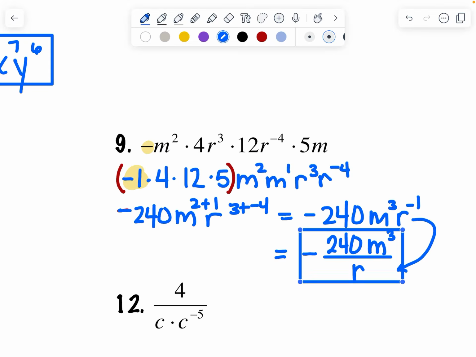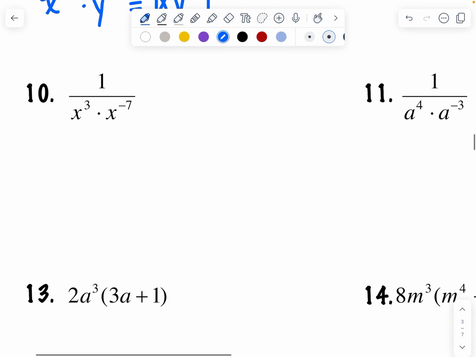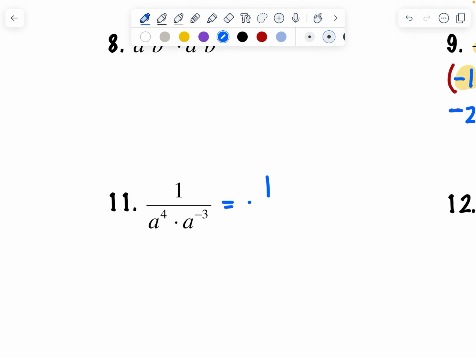Okay? All right, good. Now we got a couple more to do. I've got number, I think 11, we'll do 11. So we're going to keep the numerator, and it is just 1. And we're only going to work with the base and the exponents.